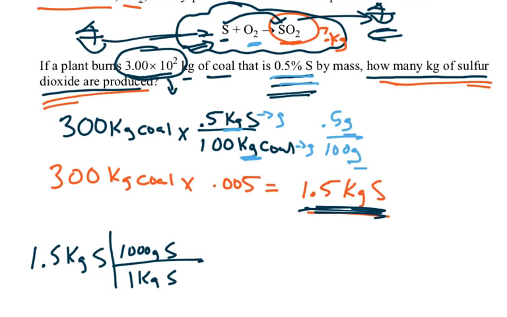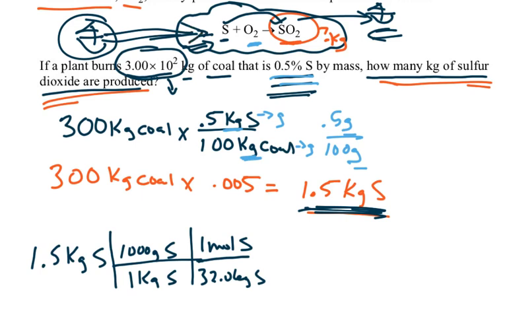So 1.5 kilograms, 1 kilogram, 1,000 grams sulfur, 32.06 grams of sulfur, 1 mole of sulfur. Okay, so we just took the boat. Now we're here, and now we use the equation. So 1 mole of sulfur, 1 mole of SO2.